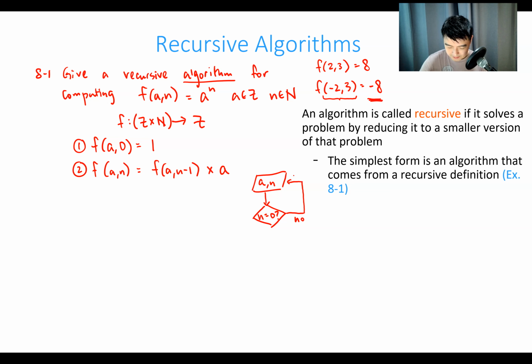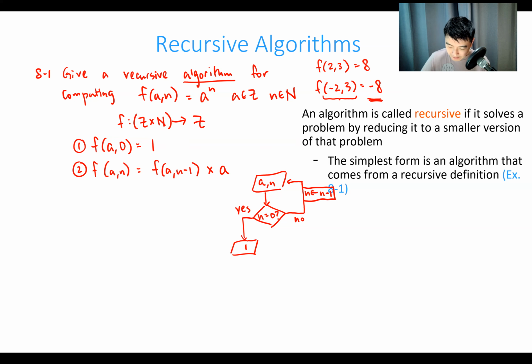go back and I'm going to make n equal to n minus 1. Okay, so I'm going to, in the process, make n equal to n minus 1, and then I'm going to go back and keep going. All right, if it's yes, then I'm basically going to return the number 1. Okay, so I'm going to return the number 1 as an output.